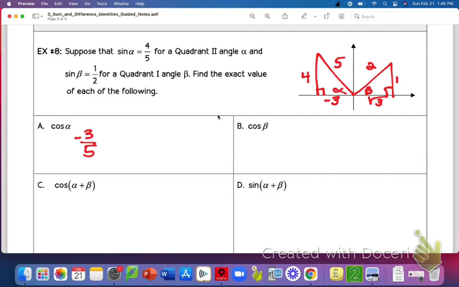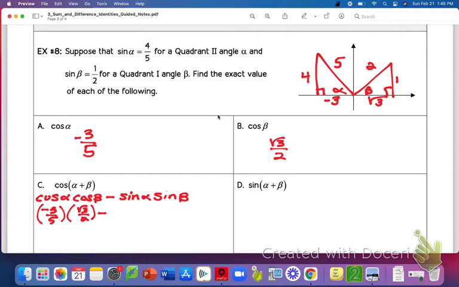B, cosine of beta, adjacent over hypotenuse, so root 3 over 2. C, cosine of alpha, cosine of beta. Okay, so that means we're going to have to do cosine of alpha, cosine of beta, subtract sine of alpha, sine of beta. Well, cosine of alpha, we said, was negative 3/5. Cosine of beta is root 3 over 2, minus sine of alpha is 4/5. Sine of beta is 1/2.